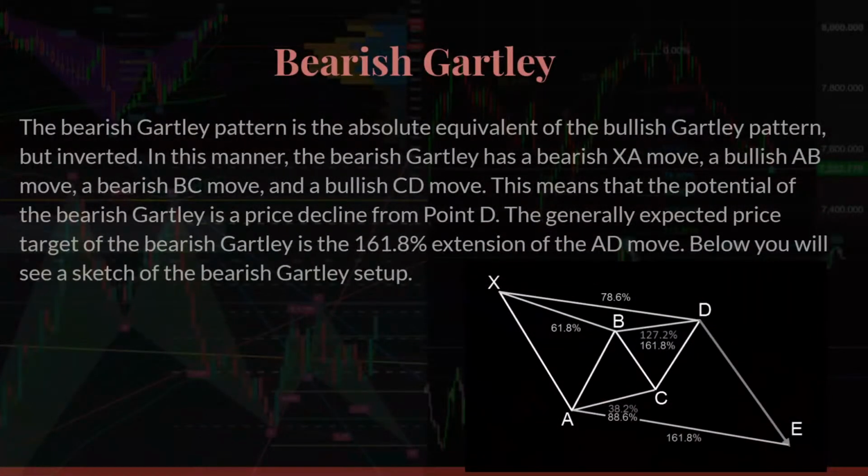And yeah, so this is just a basic overview of the bearish Gartley, and I just wanted to go over that real quick. The bearish Gartley pattern is the absolute equivalent of the bullish Gartley pattern, but inverted. In this manner, the bearish Gartley has a bearish XA move, a bullish AB move, and a bearish BC move. The bullish CD move is what you intend on shorting. So this point here.